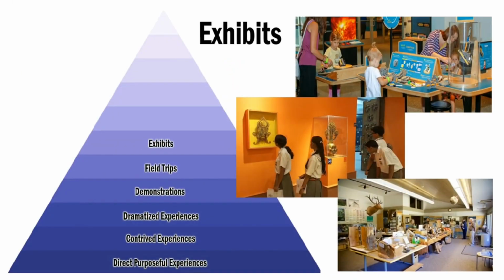The exhibits. The level of study trips is followed by exhibits. It is a combination of some of the first levels in the cone. Actually, exhibits are a combination of several mock-ups and models. Most of the time, exhibits are experiences that are for your eyes only, but some exhibits include sensory experiences, which could be related to direct purposeful experiences.